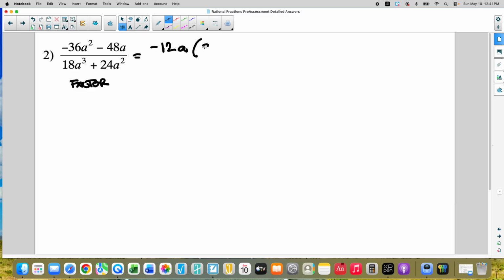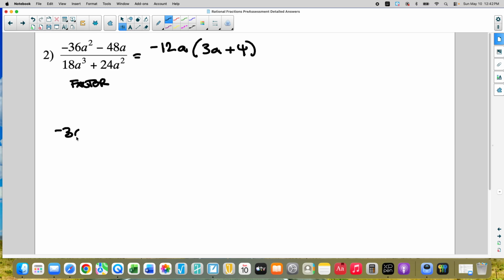So that leaves me with 3A plus 4. And if we want to check and make sure that we're correct, there's going to be two ways we can do that. We can distribute it back in. Negative 12 times 3 is negative 36. A times A is A squared. Negative 12 times 4 is negative 48. And then the A. Here's the other thing we could do, is you can find a common factor.